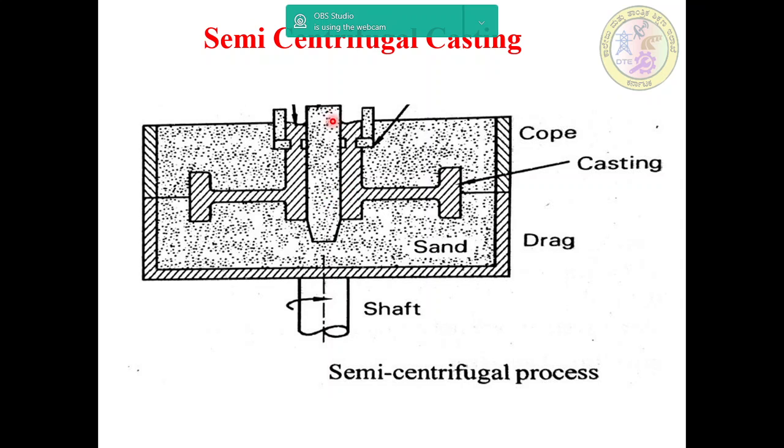This is the core you have to place. Afterwards, you have to pour the molten metal. This is the casting. This is the mold. After pouring, you will get the casting.